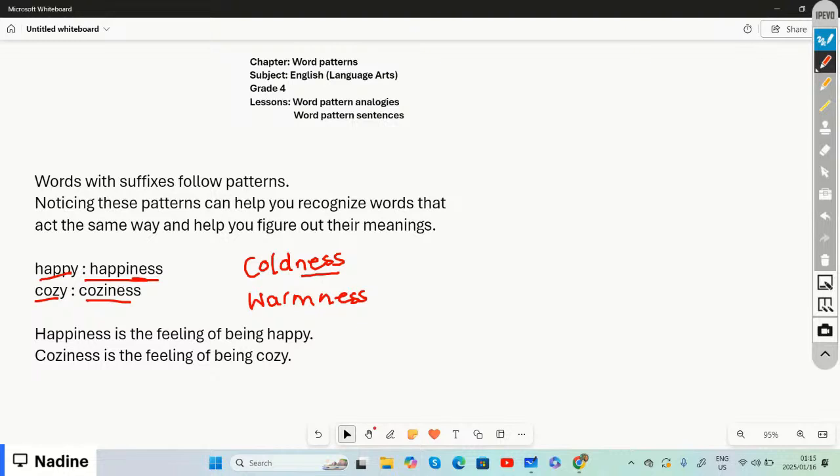All right. So, yes, we said that we have happiness, which is the feeling of being happy. We have coziness, which is the feeling of being cozy. Coldness, the feeling of being cold. Warmness, the feeling of being warm. It basically shows how words are similar based on the suffix that is added.